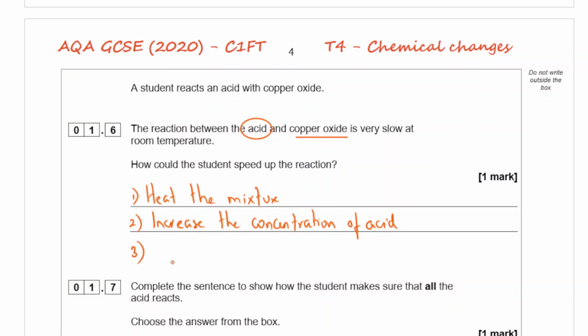Now, they haven't said this. Copper oxide is actually a solid because it's a base metal oxide. So if you were using pieces, you could add powdered copper oxide. The reason is to increase the surface area.